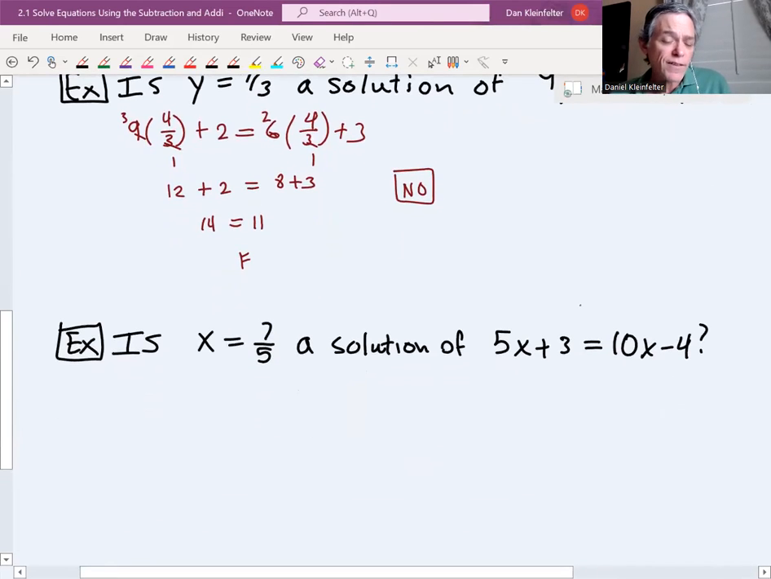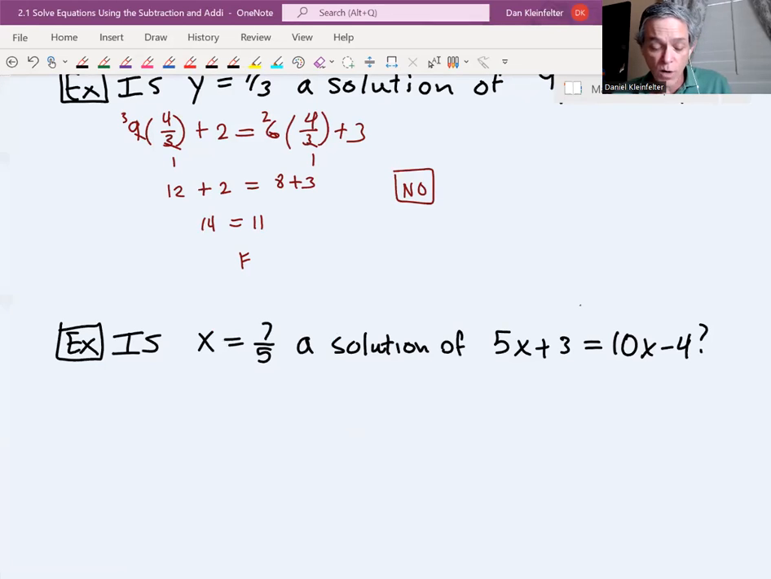We want to know if 7/5 is a solution of 5x plus 3 equals 10x minus 4. Our approach is going to be the same. We're going to replace the x by 7/5 and decide if that yields a true statement or not. So let's do the calculations.